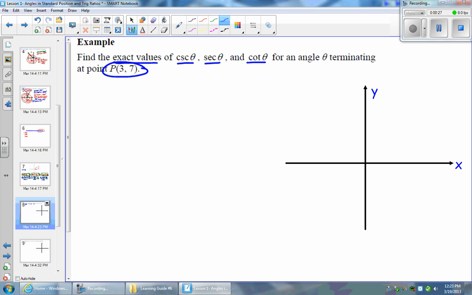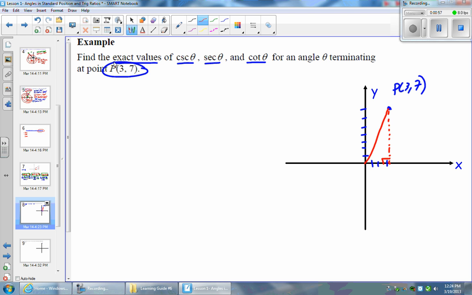So the first thing you want to do is find that point and sketch it. So (3, 7), we have 1, 2, 3, and we're going to go up 7. So 1, 2, 3, 4, 5, 6, 7. So my point is going to be approximately right there. Next thing you want to do, because we want to find the trig ratios, is create a right angled triangle using this point. So here's the point. The terminal arm going through that point is going to be just like that. Creating a right angled triangle, we're going to use that point, and there's our right angled triangle.